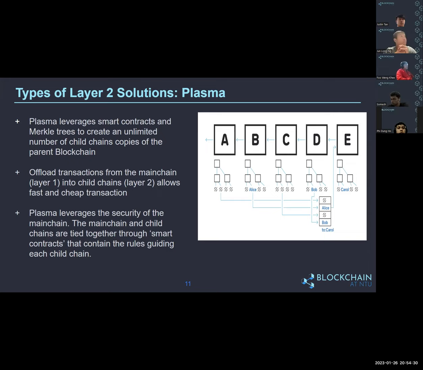Fraud proofs are a mechanism by which anyone can determine if the data is invalid using the Merkle proof. For example, when fraud occurs on a Plasma chain, whether it's double spending or one cashing out more than they have in their accounts, anyone can provide a fraud proof to prove the transaction invalid. If the transaction is proven fraudulent, then it will be reverted. The benefit of Plasma is that it is more favorable than channels because one can send assets and coins to anyone, whereas for channels, it occurs between two parties only. So yeah.